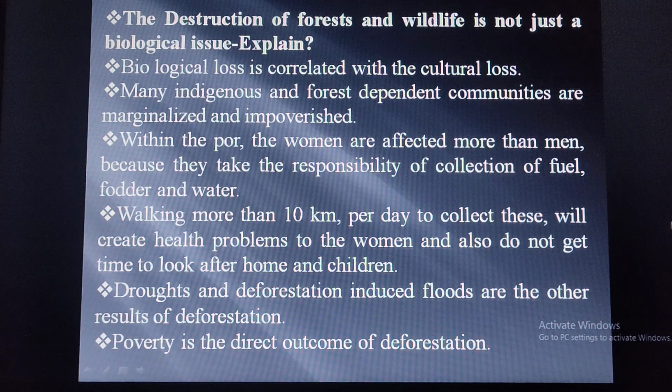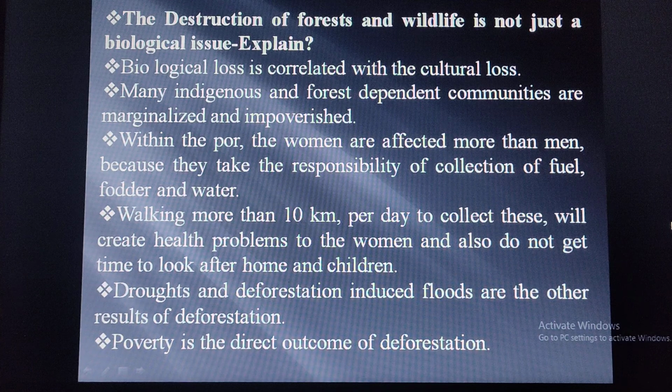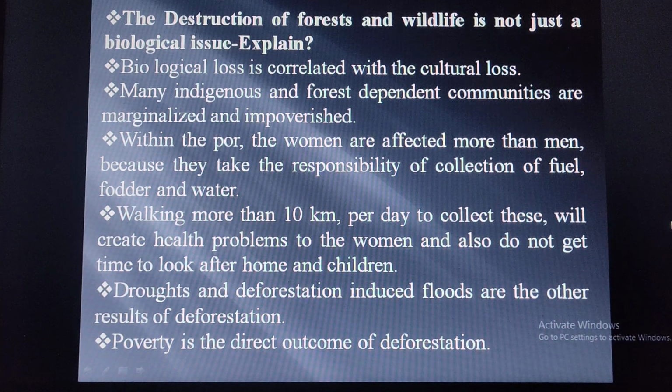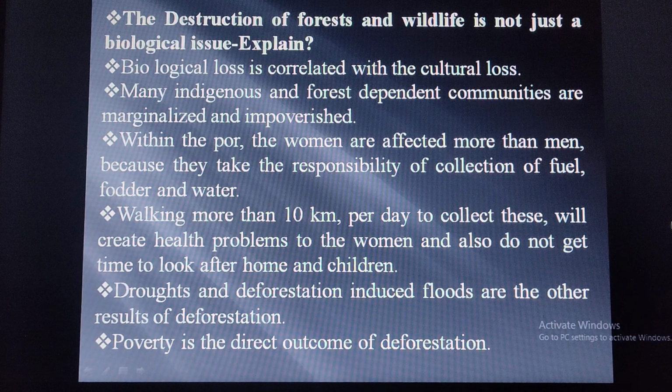Walking more than 10 kilometers per day to collect these creates health problems for women, and they also do not get time to look after home and children. Droughts and floods are other results of deforestation. Poverty is the direct outcome of deforestation. So we are saying that the destruction of forest and wildlife is not just a biological issue. It is related to our day-to-day life also.